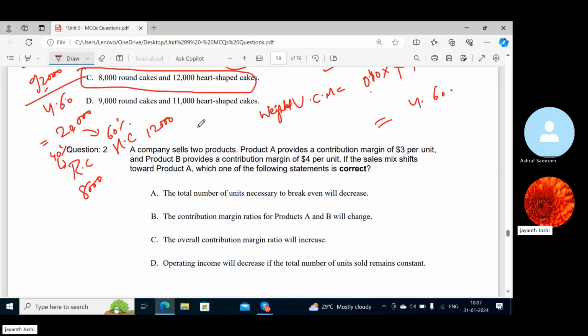So then, a company sells two products. Product A provides a contribution margin of $3 per unit and product B provides a contribution margin of $4 per unit. If the sales mix shifts toward product A, which one of the following statements is correct? So here the contribution margin of A is 3 and the contribution margin of B is 4. Sales mix is shifting towards A. It has a lower contribution margin, right? Yes.